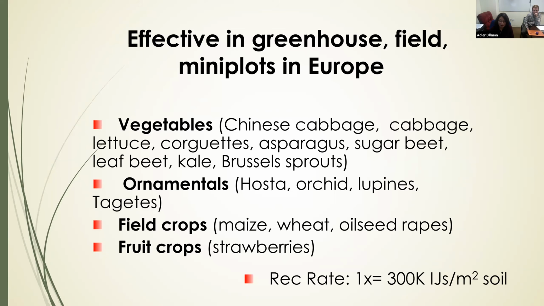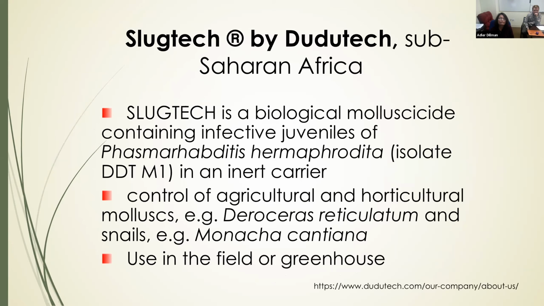And in most of the research that has been published, the efficacy of Nemaslug is comparable to metaldehyde or any chemicals that they have used as a positive control, and sometimes even better than metaldehyde. Outside Europe, the P. hermaphrodita is also commercialized as Slugtech by a company called Dudutech. And again, the target is for that to be used in the field or in the greenhouse.